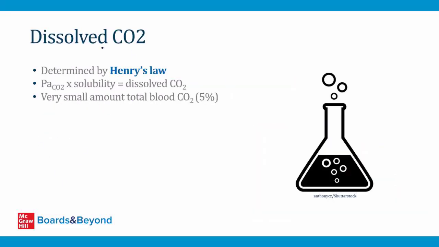So the amount of dissolved carbon dioxide in our blood is determined by Henry's law, which you may remember from a chemistry or physics class. Henry's law says that the amount of dissolved carbon dioxide, or any gas, is equal to the partial pressure of that gas times its solubility in that liquid. And this turns out to be a very small amount of the total blood carbon dioxide. Only about 5% is dissolved in our blood and transported to the lungs that way.